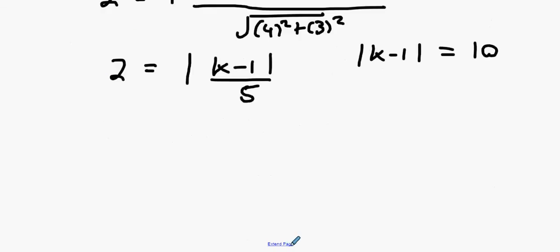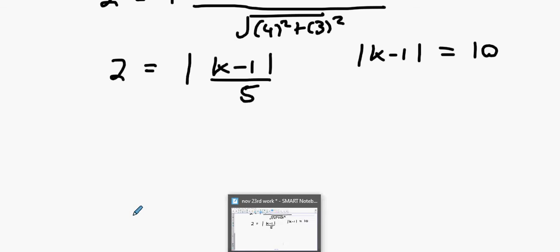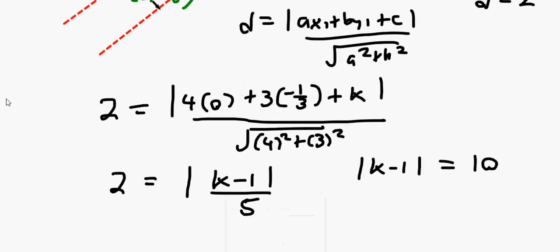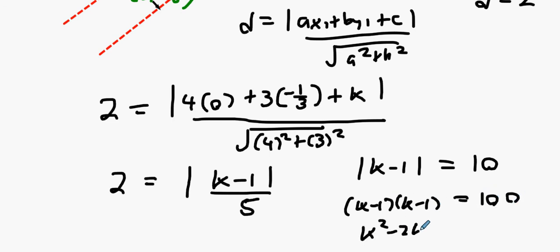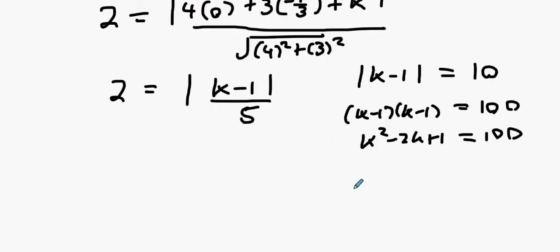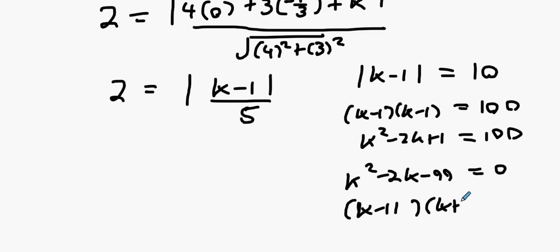Alright, k minus 1 equals 10. Feel okay with that? I just put numbers into the formula, and then you can square both sides this time, I don't really mind, it's all the same. And then you get k squared minus 2k plus 1 equals 100. And then k squared minus 2k minus 99 equals 0. k minus 11, k plus 2 equals 0. k equals 11, k equals minus 2.